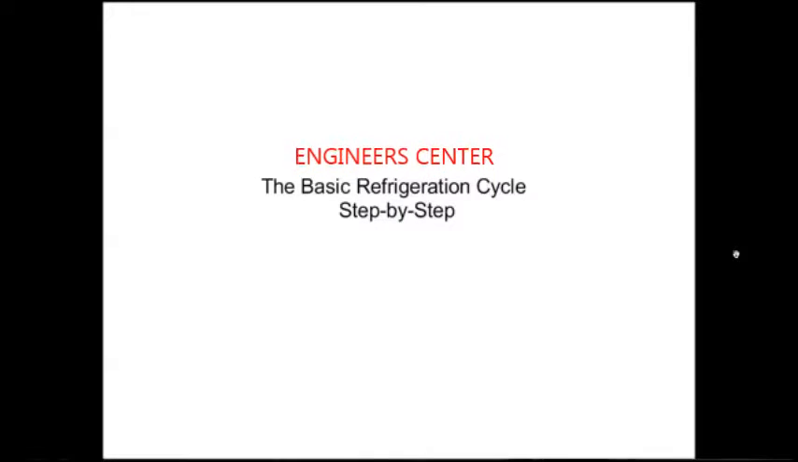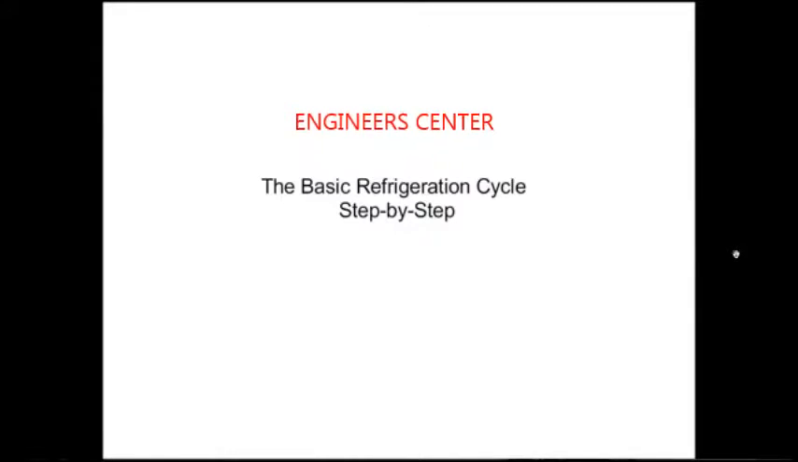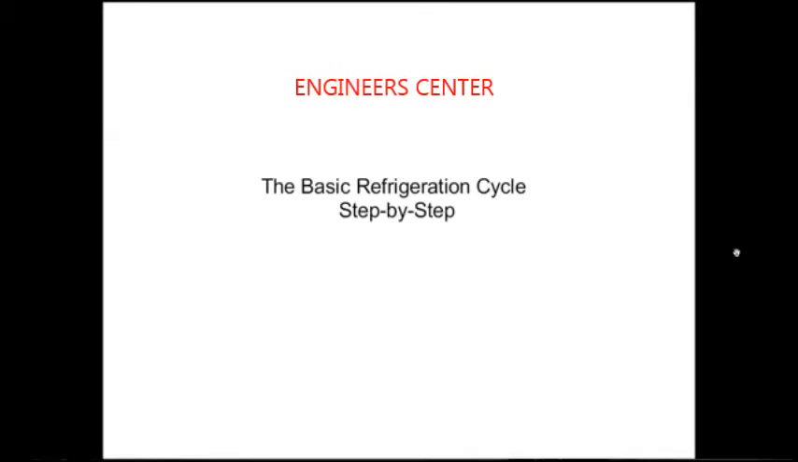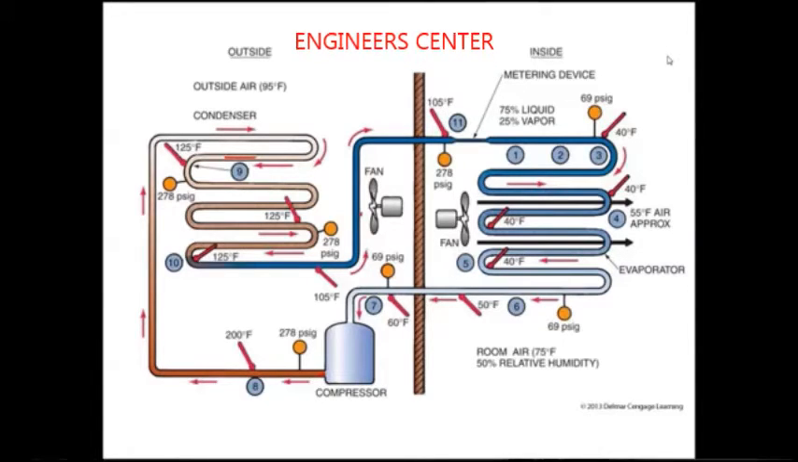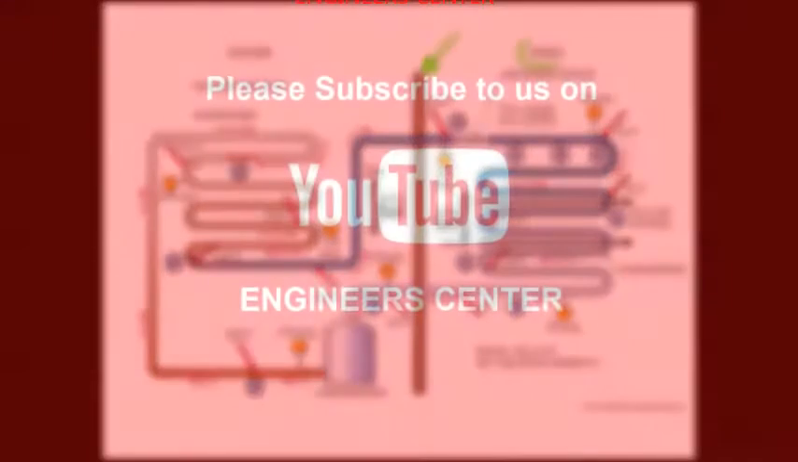All right, so let's get into the basic refrigeration cycle step by step. We'll talk about saturation, superheat, subcooling, changing of state, and the energy that's required to do this, the refrigeration process, as we go along here. All right, so let me clarify some things here to make a little bit more sense. This signifies the wall in your home. On this side of the wall is the indoor unit. This is the blower.